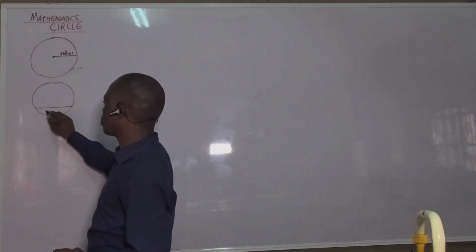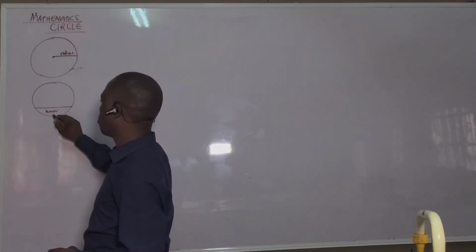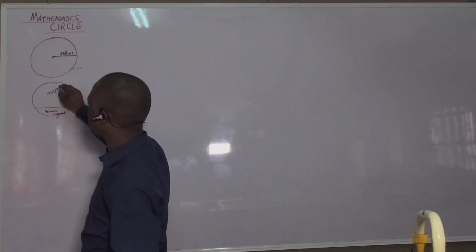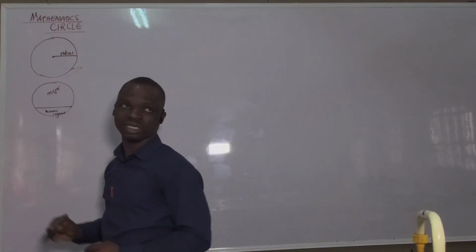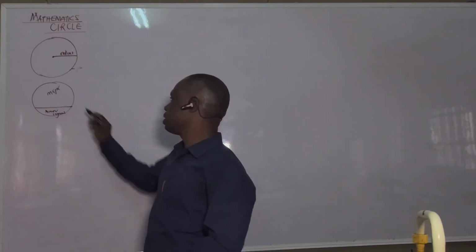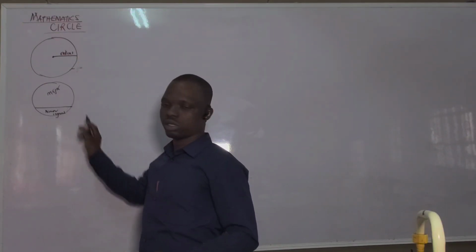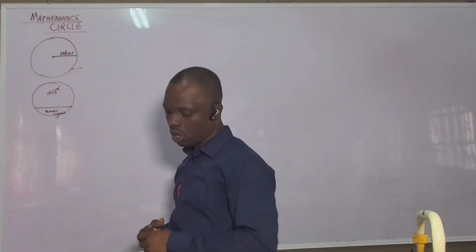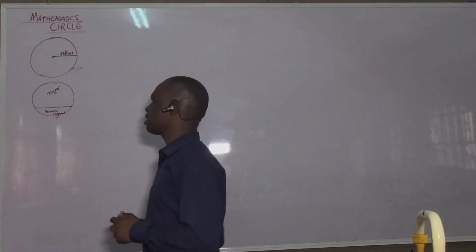So this is the minor segment, and this is the major segment. As you can see, this is quite bigger than this. So the minor segment and the major segment. That's the function of the chord. So it's a line segment that joins any two points on a circle.